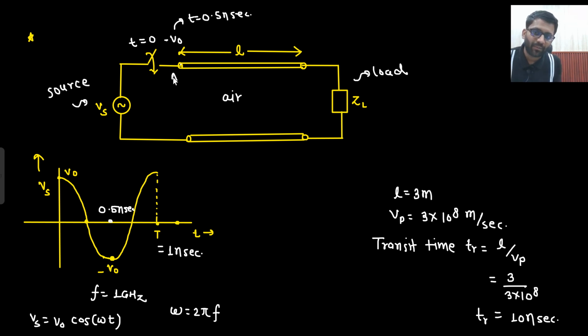Okay. So this point I am calling as A, and this as A dash. So A dash is at 0 only. Let's just say this is ground. So this is at 0 only, but point A is at minus V naught.